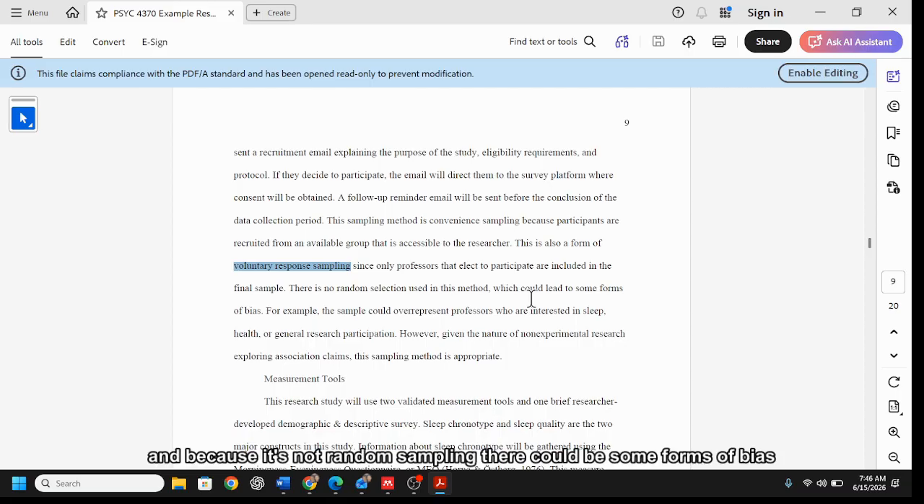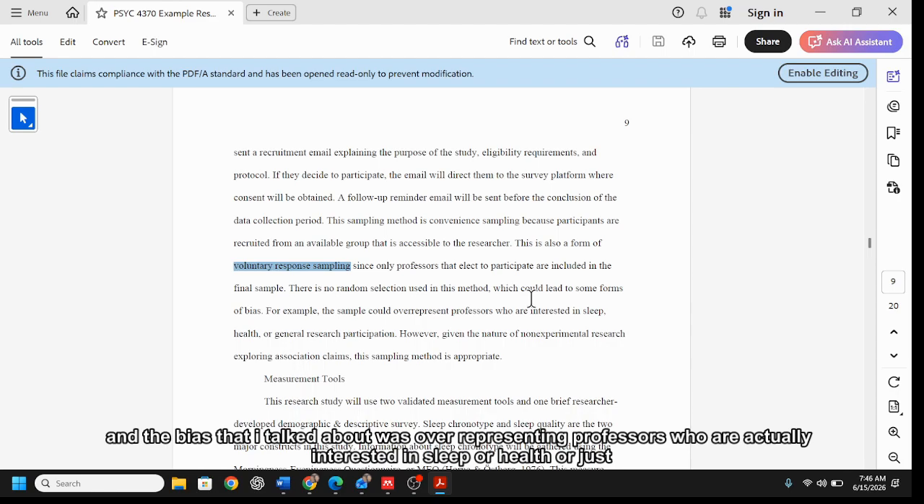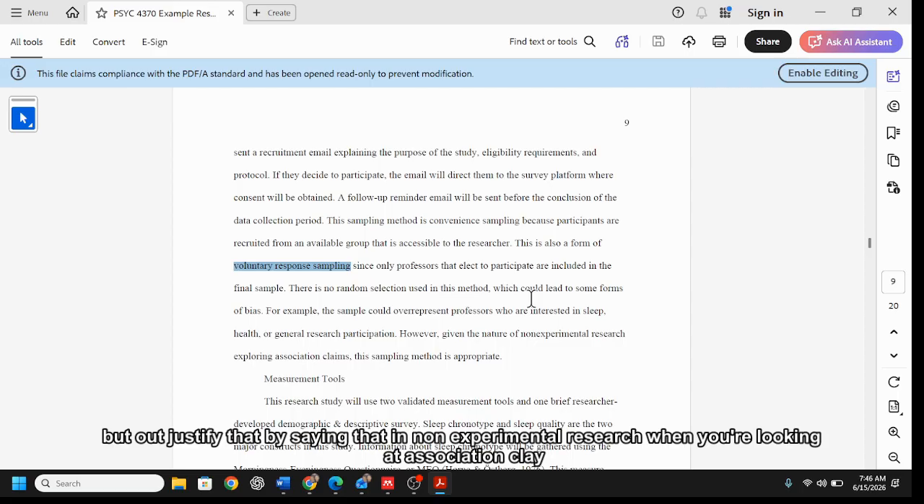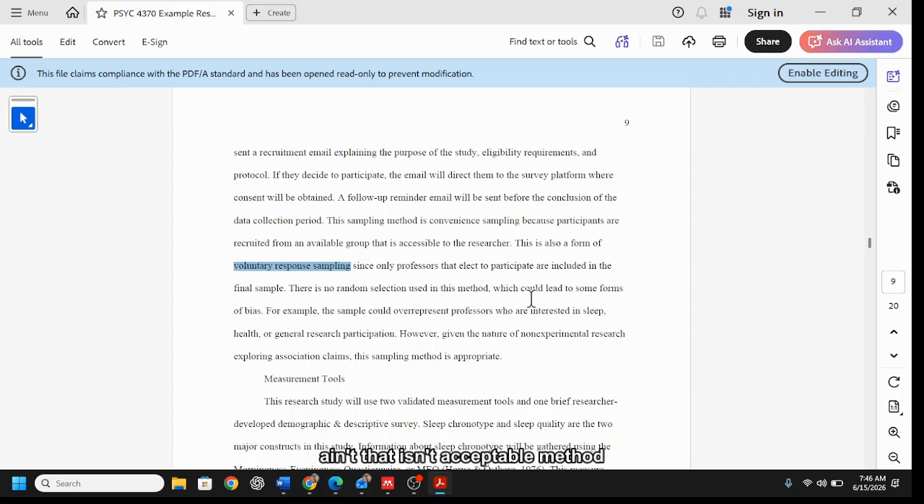And because it's not random sampling, there could be some forms of bias. The bias that I talked about was over-representing professors who are actually interested in sleep or health or just being a good research participant. But I also justify that by saying that in non-experimental research, when you're looking at association claims, that is an acceptable method.